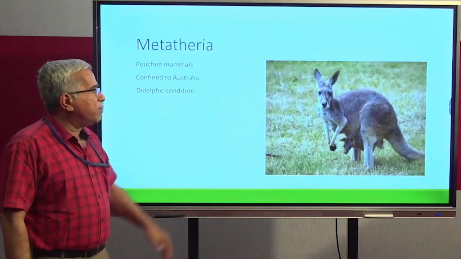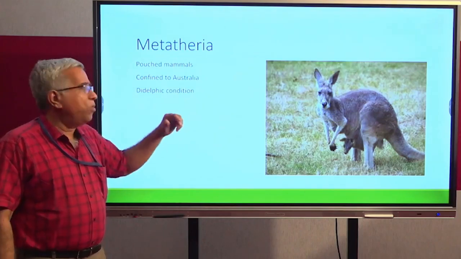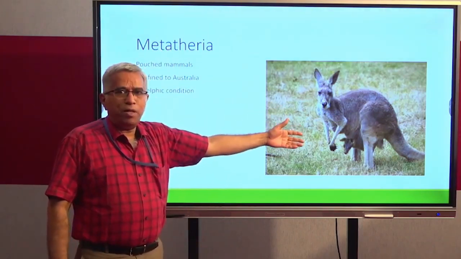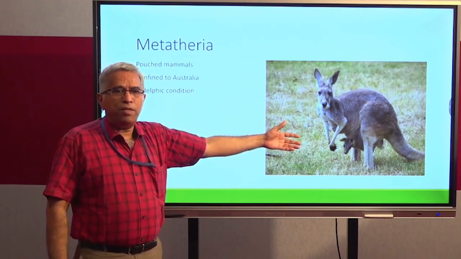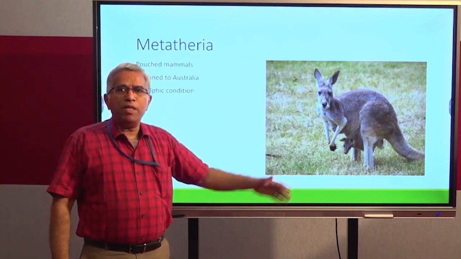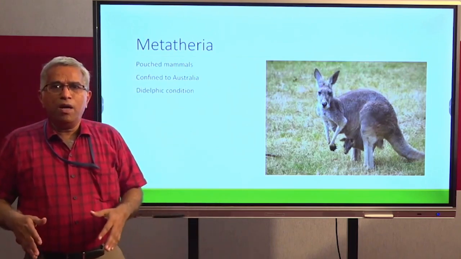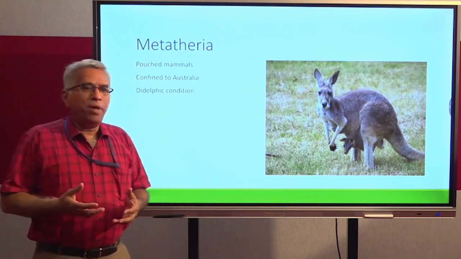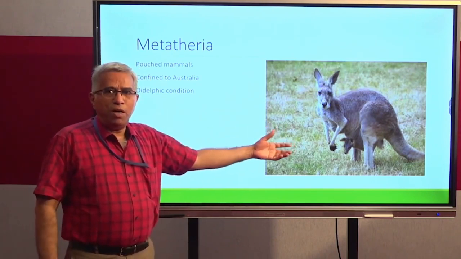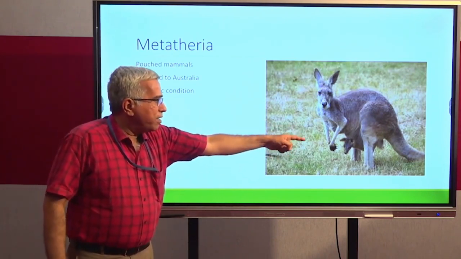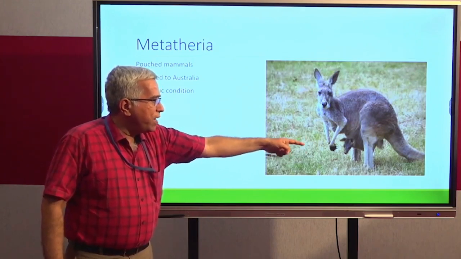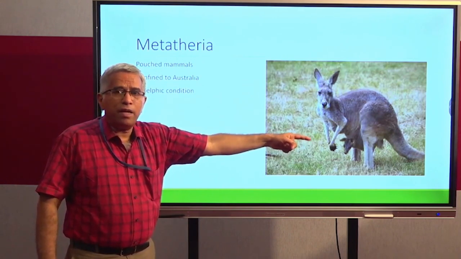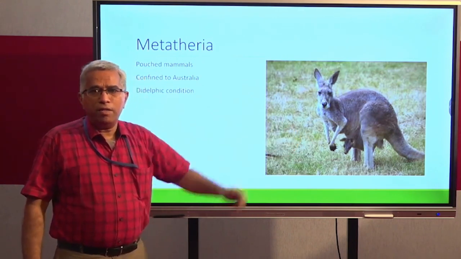And now let us go to the other group, namely Metatheria, and you may be seeing one Metatherian representative here. This is the kangaroo, and you know pretty well that the kangaroo has one pouch. Inside the pouch, babies are lodged, and parental care is given within the pouch. And you see the hind legs are very much stronger, and even the tail is very strong. It acts like a fifth leg.